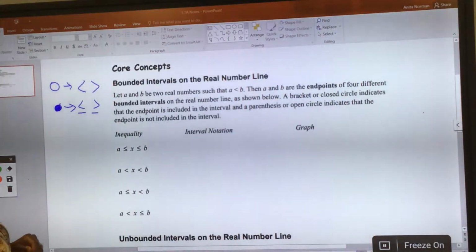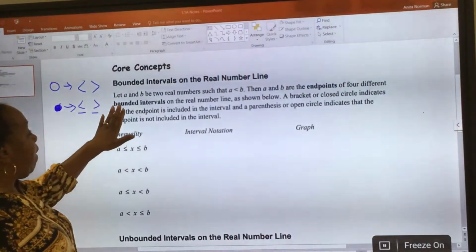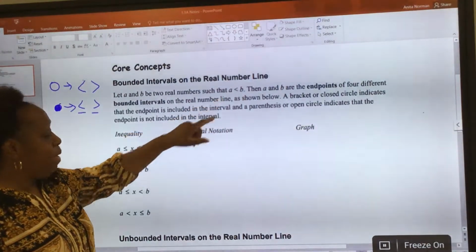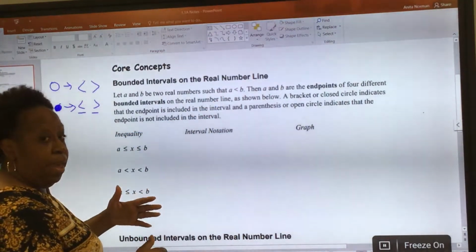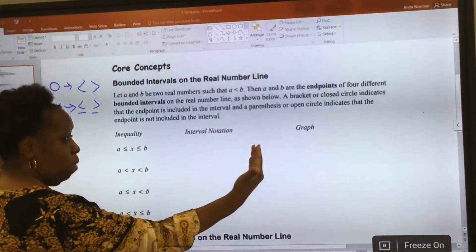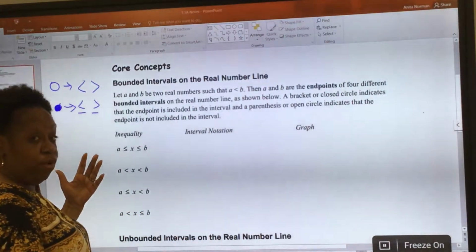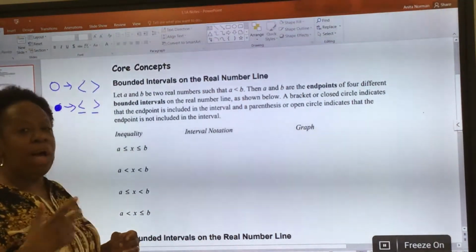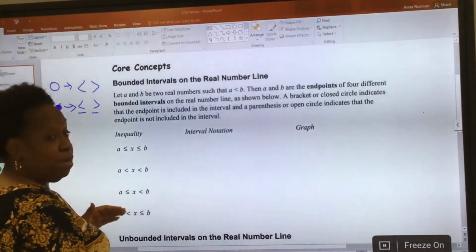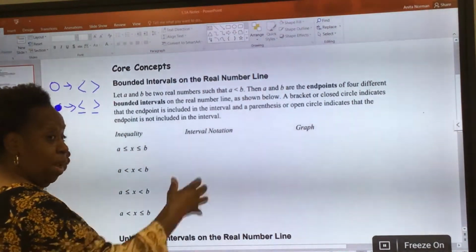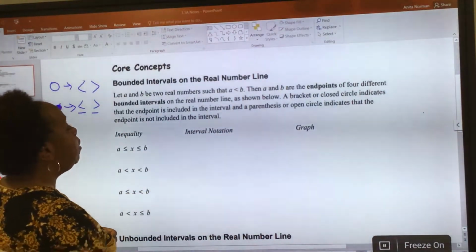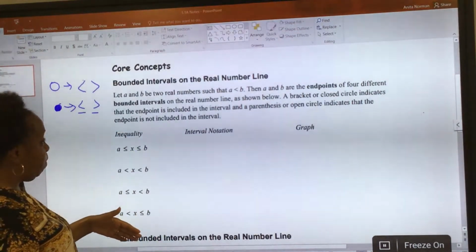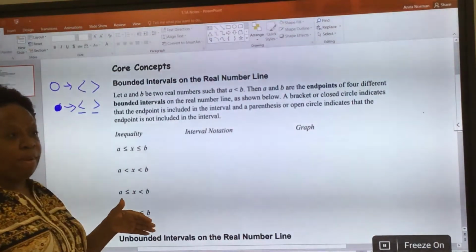Okay, so let's begin. Right now we're going to think of A and B being just two real numbers, such that A is less than B. That means when you write the interval, your A will always be on your left and your B will be on your right. So the smaller number is written first when you're looking for a number in between two numbers, okay? That's why we call it bounded. In other words, there's a limit to x. It can go so far this way and then so far this way. All right, so then A and B are going to be the endpoints of 4 different bounded intervals. And we'll talk about why they're bounded, okay?